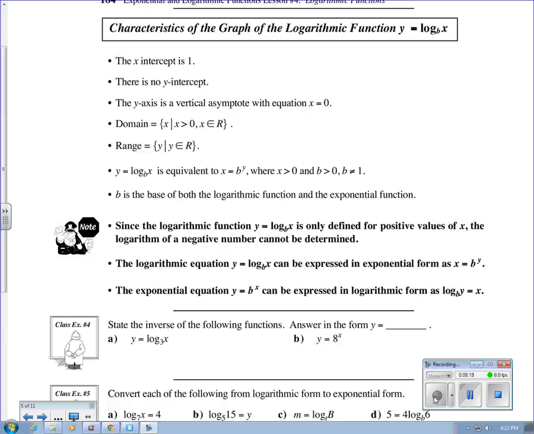There certainly is lots to remember about a logarithmic graph, and you can use your calculator to help you remember this. I would graph a simple log graph, y equals log x. The x-intercept is 1. There will be no y-intercept. The y-axis is your vertical asymptote. Domain and range statements we've already played around with. The equivalency of the inverse statement to the exponent form.